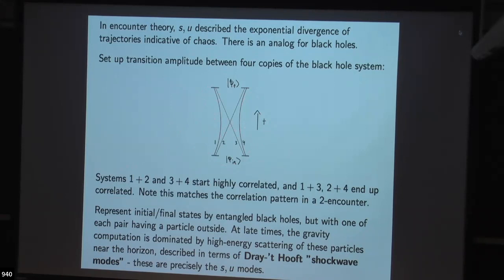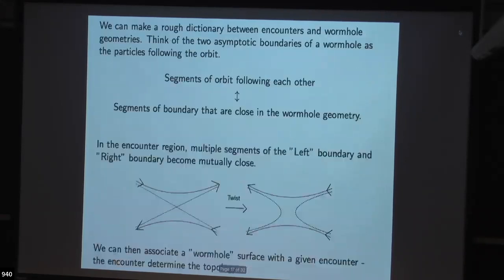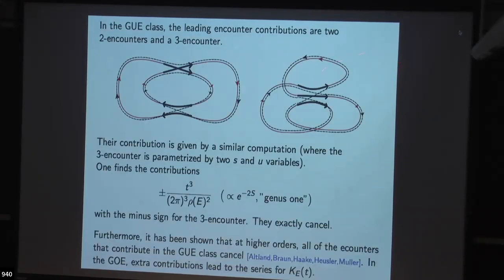Now, what about higher encounters like the 3-encounter? I expect that looks like a 6-point OTOC, and so on and so forth. So the ingredients are there for these encounters in higher dimensional black holes, I think. But I don't know how one would begin to actually compute anything like this.